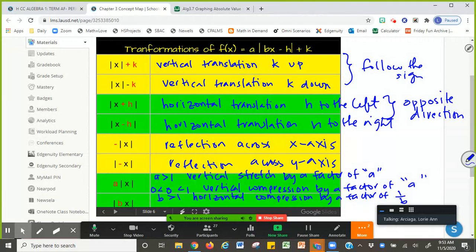Oh, this should have been an A. Why did I put a 0? A is between 0 and 1. Can you check this one? I put 0. And then if B is between 0 and 1, meaning it's a decimal, horizontal stretch by a factor of B. So what does that mean? If they give you 1 half, then you have to switch 1 half and make it 2. Normally, the easiest way to memorize this is you use the reciprocal.